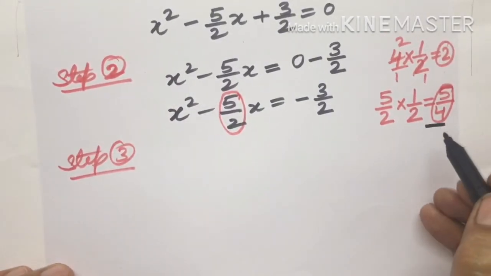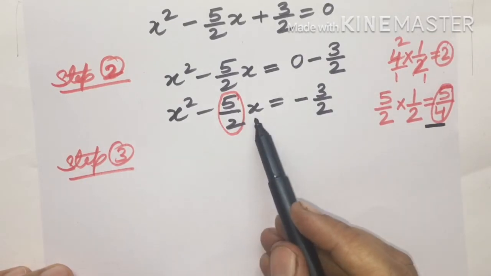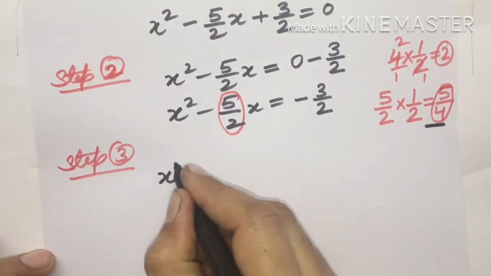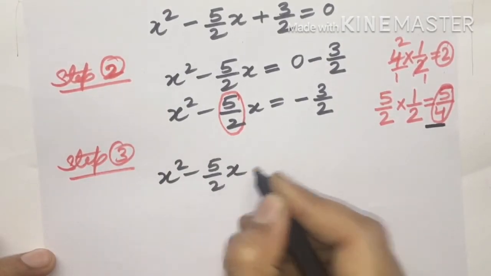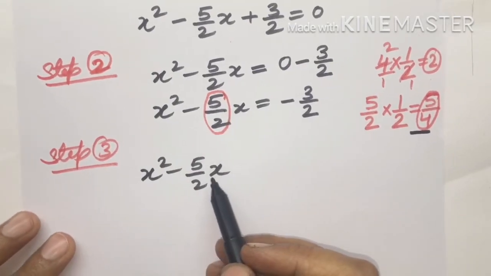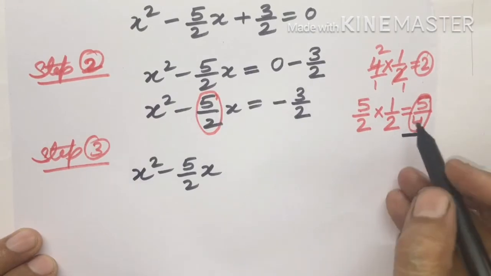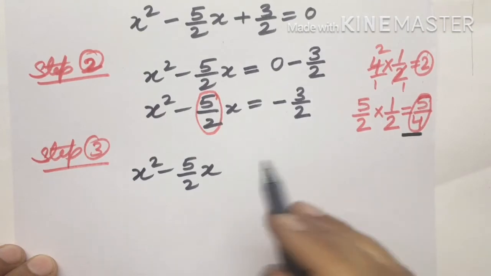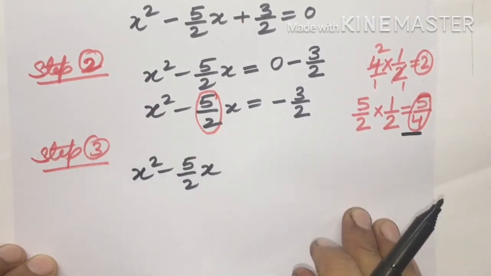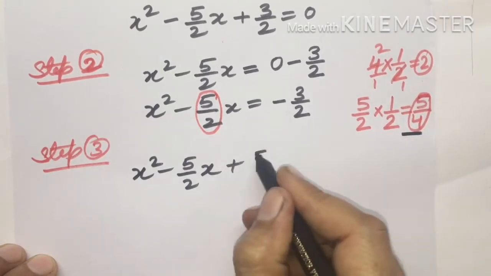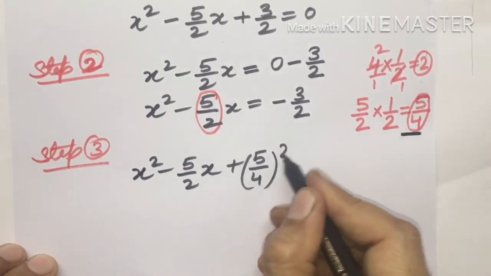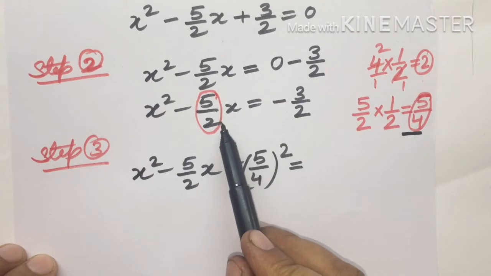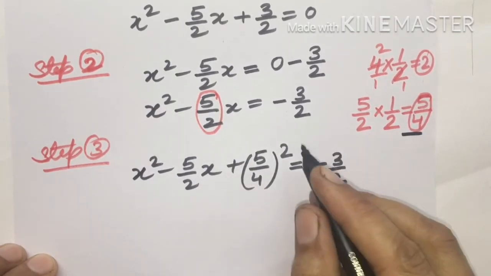So when we get this number, half of the number that is along with x, then we have to use it. How we can use it? In step number 3 we will write x square minus 5 upon 2 x. We will write the same terms in step number 3, plus the new thing in this step: the square of that number, which we have to add on both sides, left side also and right side also. So 5 upon 4 is there, so the square of that we have to add on both sides. Remember this thing, students: left side also, and on the right side minus 3 upon 2 is there.